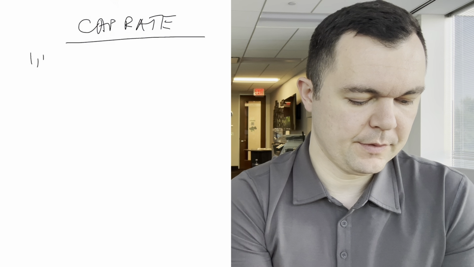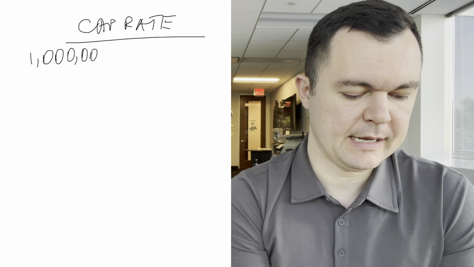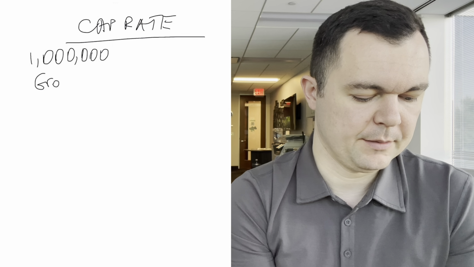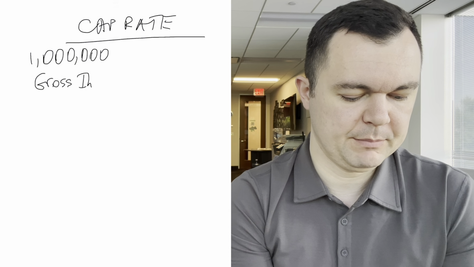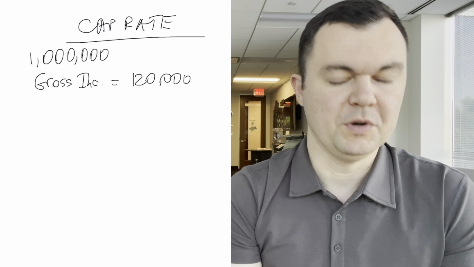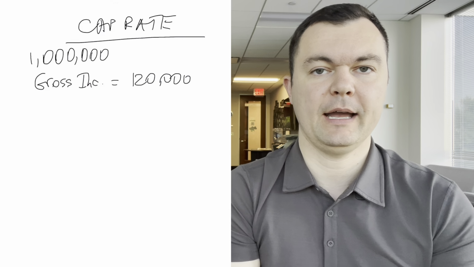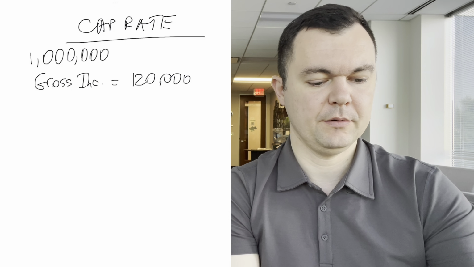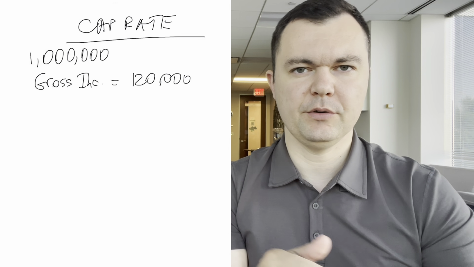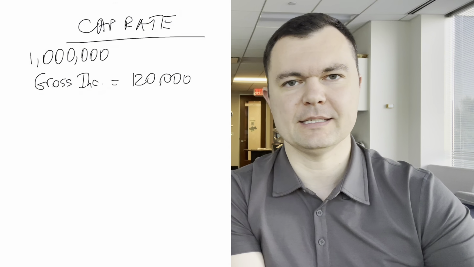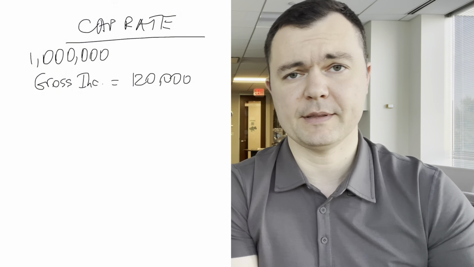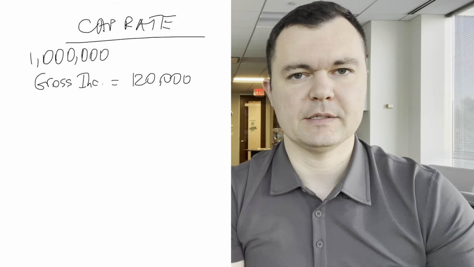So let's assume the property we're buying is $1 million. It's just for the sake of easy numbers. Gross income from the building is $120,000, which is great. If you're just looking for the first time, you kind of don't know how to do the numbers. But if you're experienced and you've been investing, you already see that this is a good deal. The gross income on the building is $120,000, and the asking price is $1 million.